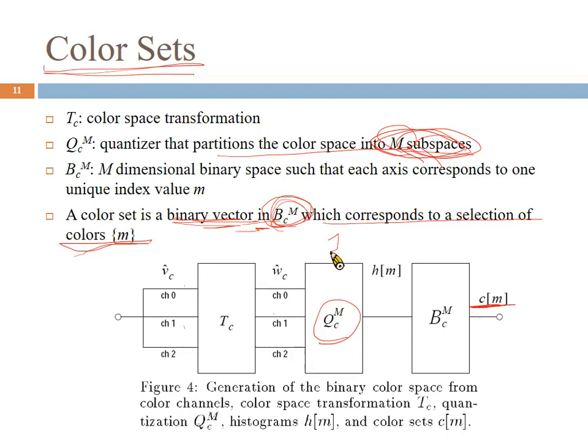On the other hand, I can say it's a binary vector indicating if some pixel's color falls in the first subspace, then the first subspace will be labeled as 1. And if there is no pixel color falling into the second subspace, then the second dimension will be labeled as 0. So this will be a binary vector showing 1, 0, 0, 1, 1, something like this. For this binary vector, that means the color falls into the first subspace and the fourth subspace. So this is the so-called color set.